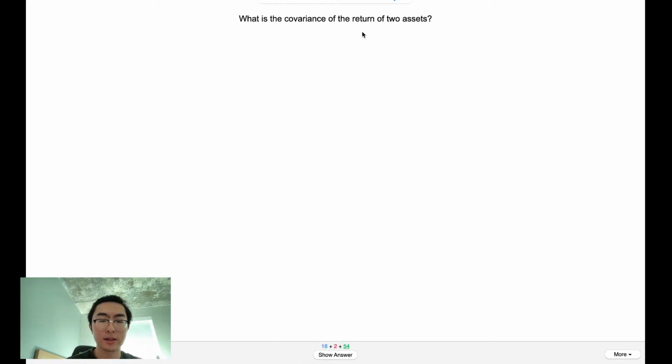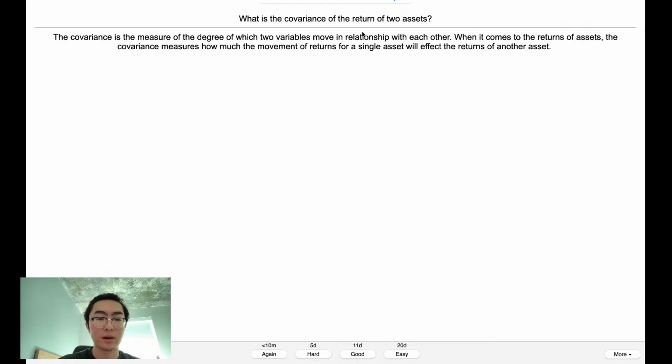Covariance of the return of two assets. So let's take the sum of the return of an asset at any time minus the mean of that asset times y minus the mean of y, and then we divide by n minus 1, so the total number of assets we're comparing. Returns for a single asset will affect the returns of another asset, because the covariance measures how much of the returns for a single asset will affect the returns of another asset.